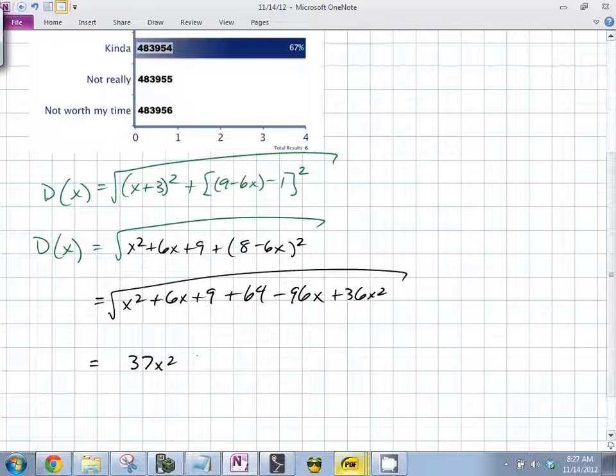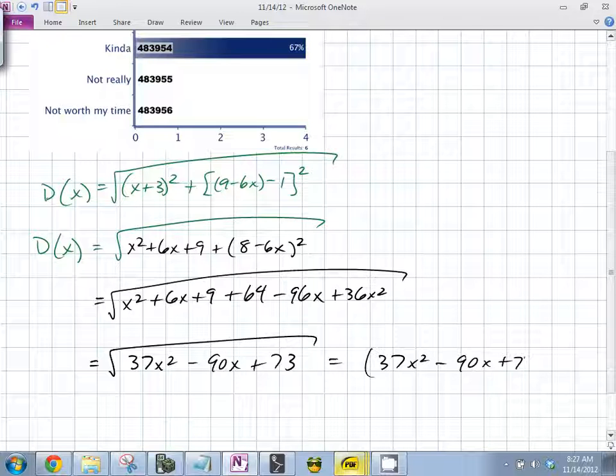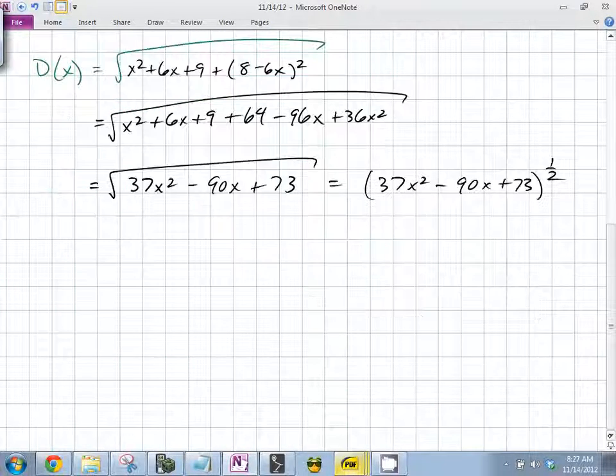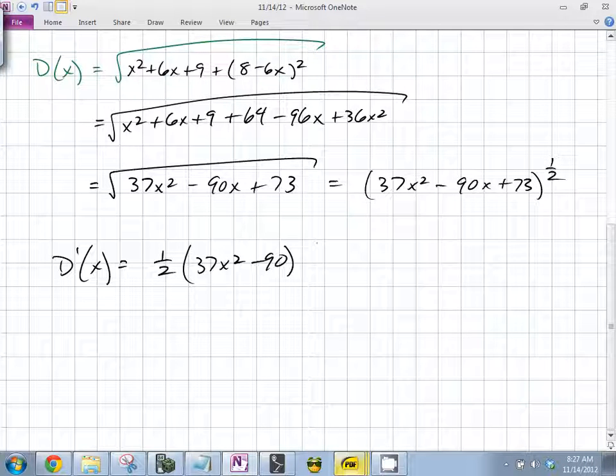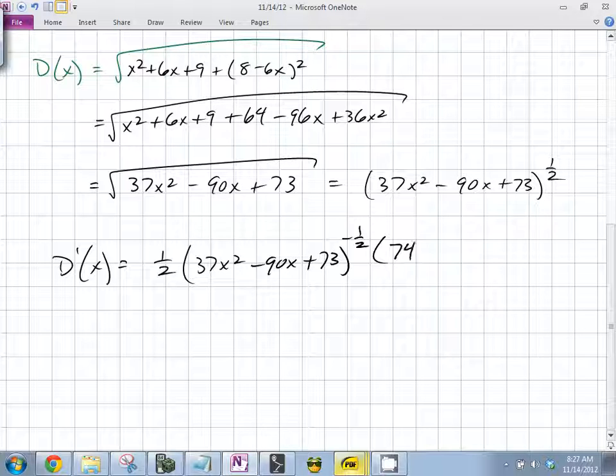How many x's do we have? Minus 90x plus 73. What power is that? Plus 73 to the 1/2. So we find d prime. We end up with 1/2 times 37x squared minus 90x plus 73 all to the negative 1/2, times what? Oh, sorry. Got to keep them inside. I was mixing the chain rule with everything else. Times what? 74x minus 90, right?